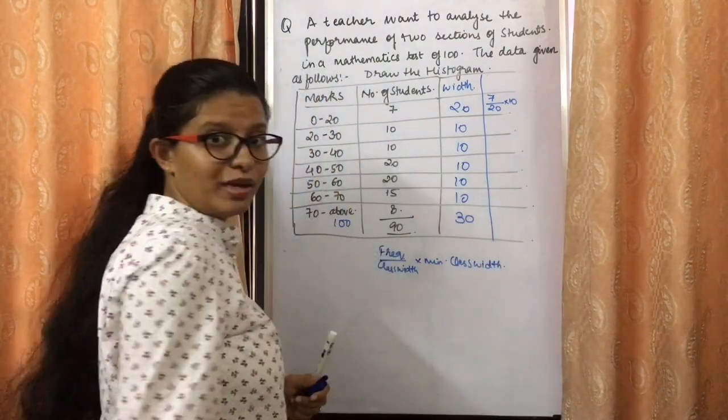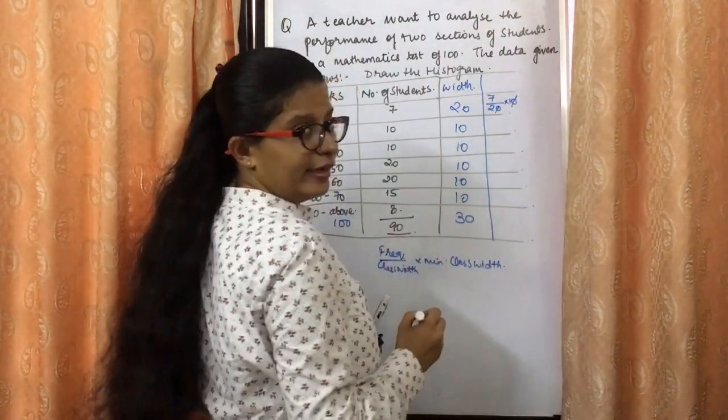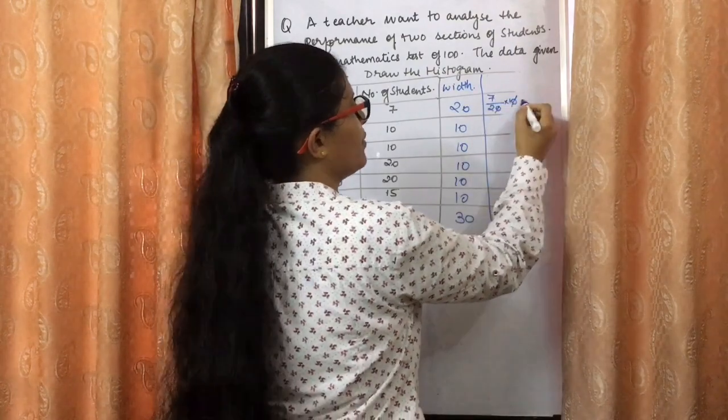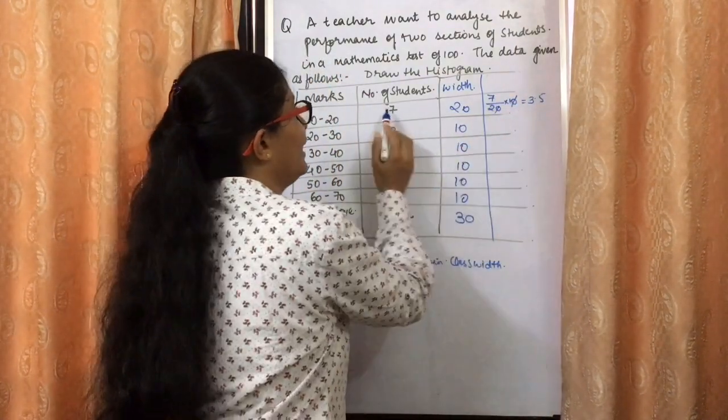So this can be the formula. So 7 upon 20 into 10. This 10 and 10, 0 and 0 will get cancelled out. 7 upon 2 comes out to be 3.5. 3.5. तो पहले की frequency क्या गई?